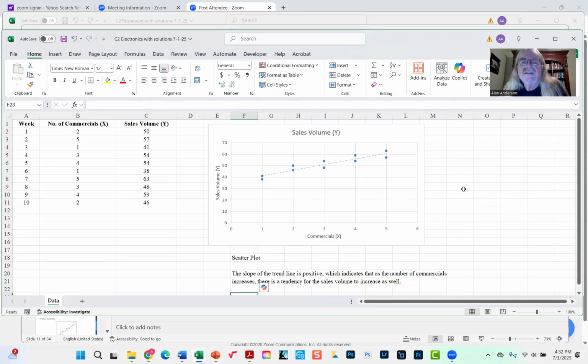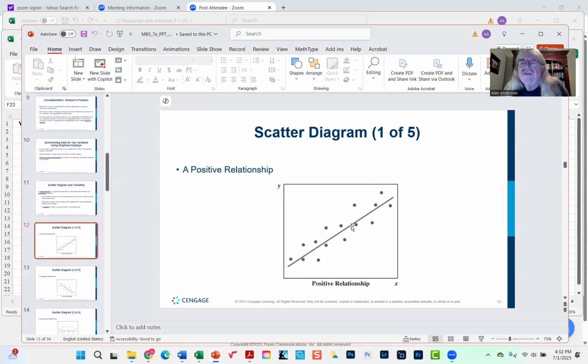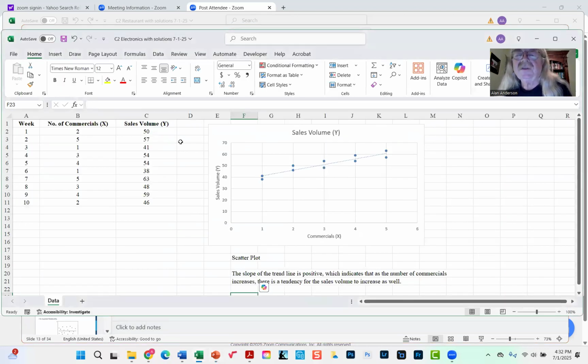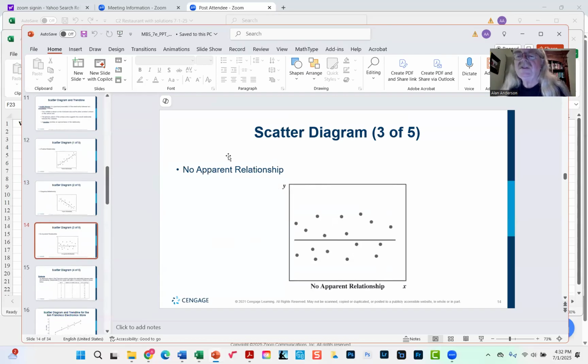All right, so this is our scatter plot. Now, here, if you notice, this is a positive relationship. You can tell because the trend line has a positive slope. For some cases, though, the variables might be going in opposite directions. Like for that electronics store, what if the X variable wasn't commercials, but the number of holidays in that month? Well, clearly, the more holidays, the more time the store is closed and the lower our sales could be.